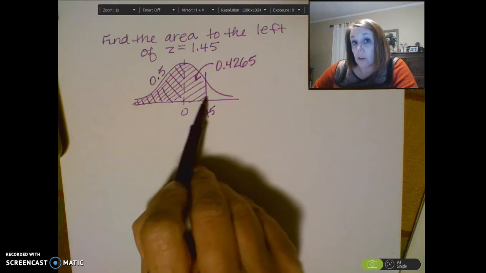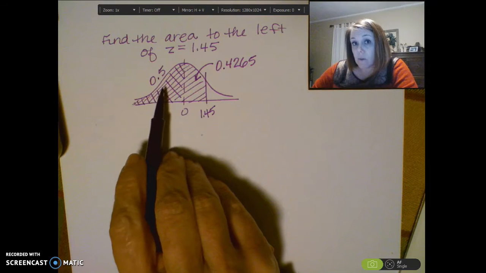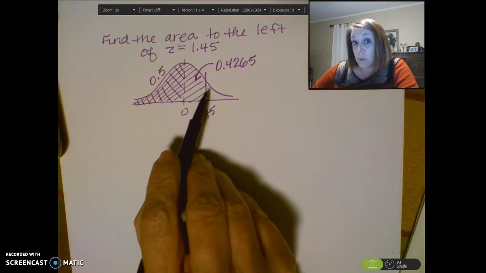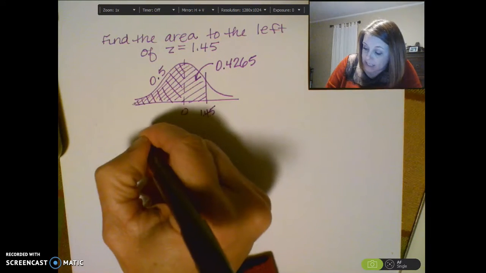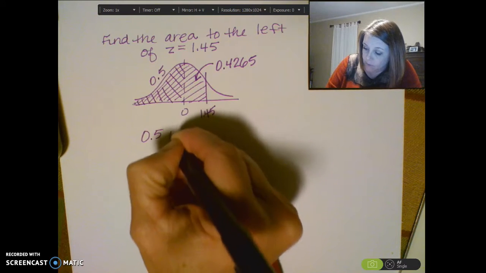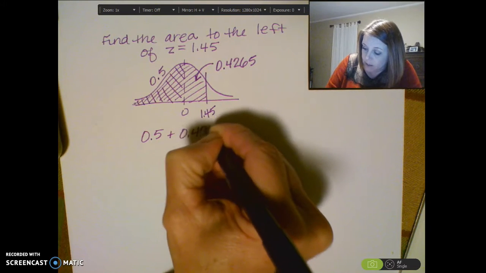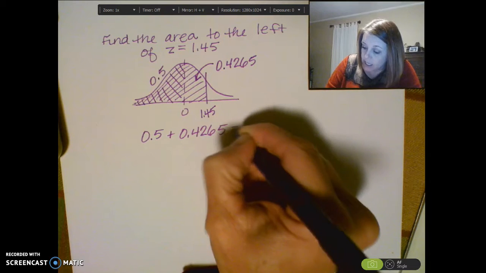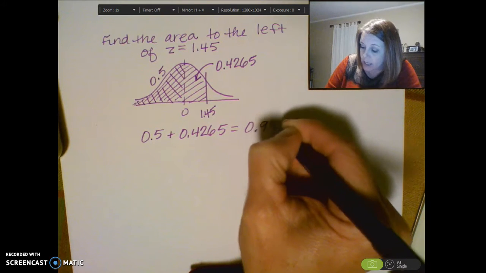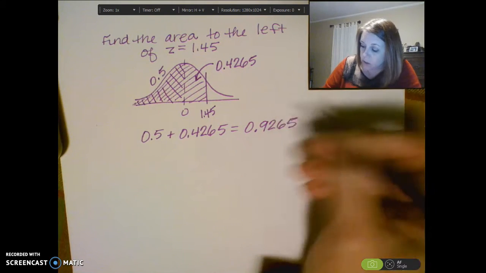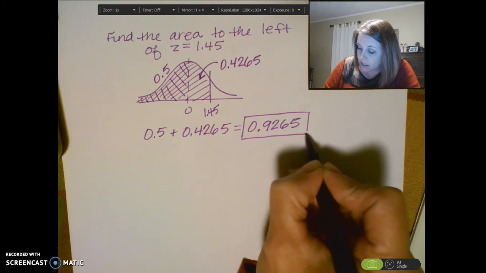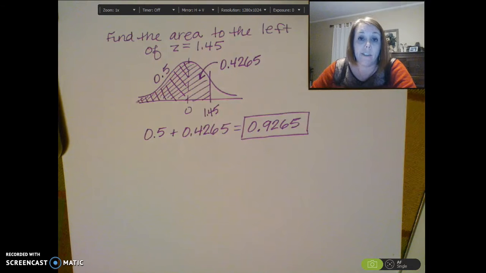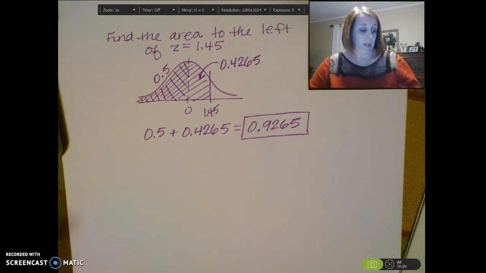We want the total area, which means I'm going to take this value of 0.5 and add to it 0.4265. So now we're looking at a sum. So the total area in this case, 0.9265. So 92.65% of the data lies to the left of 1.45 for a z-score.